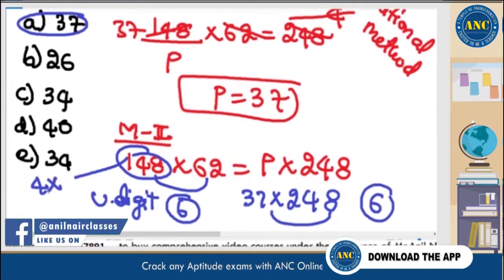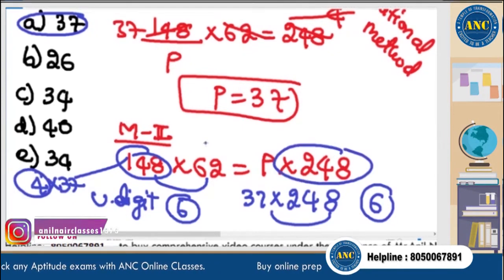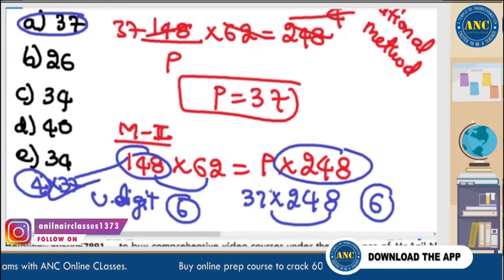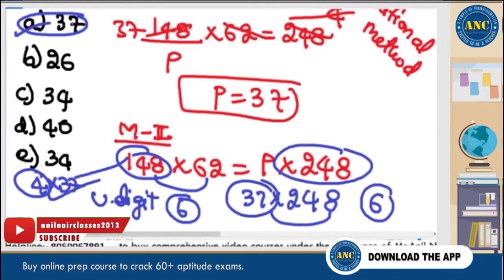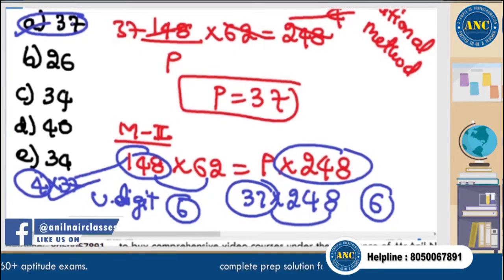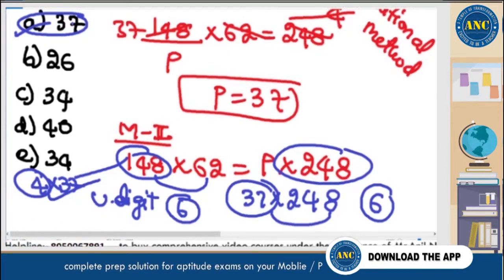148 is 4 into 37. Left hand side is divisible by 4. This is also divisible by 4. Left hand side 37 is there, right hand side also 37. Again, I am explaining, it is not the answer, it is the concepts which I want you to learn. I hope it is clear.